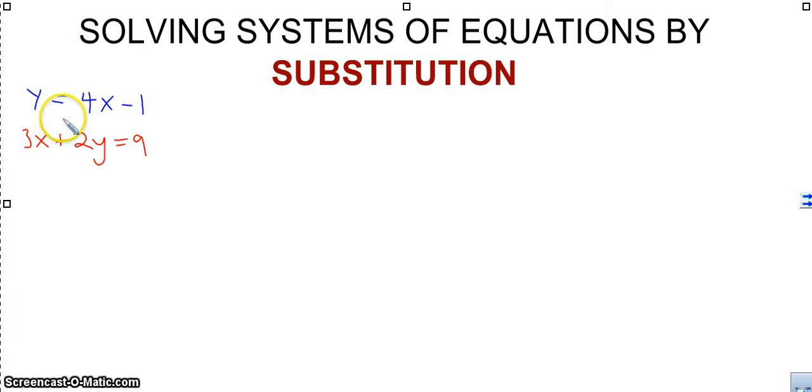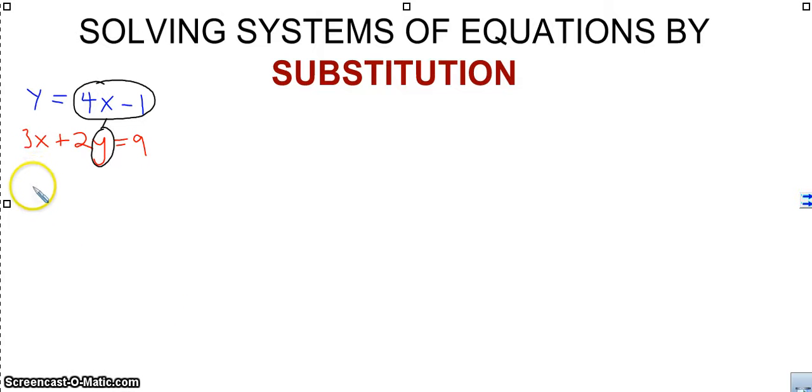So we know that y is equal to 4x minus 1. These are equivalent. That equal sign means equals, right? So y equals 4x minus 1. So we're going to be able to take this 4x minus 1 and substitute it in where we see y in the other equation. They're equal to each other. It says it right here.